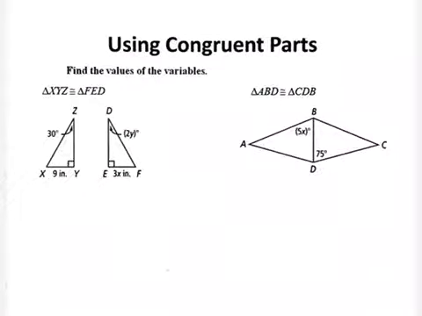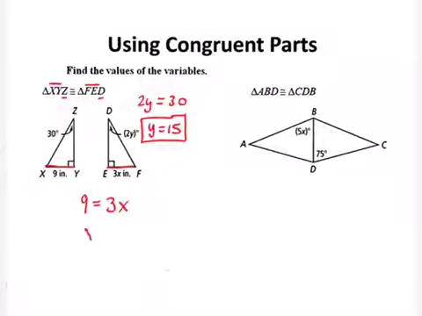Here we're looking to find all the values of the variables. They're telling us the two triangles are congruent. So if that's the case, we should recognize that angle Z and angle D correspond to one another, meaning that they're congruent parts. So to find y, we're merely going to take 2y equals 30. We're going to set the two angles equal to each other, in which case we get y equals 15. To find x, we should recognize here that XY corresponds to FE, so we're going to set these two equal to each other. So we've got 9 equals 3x, and that means x must equal 3.